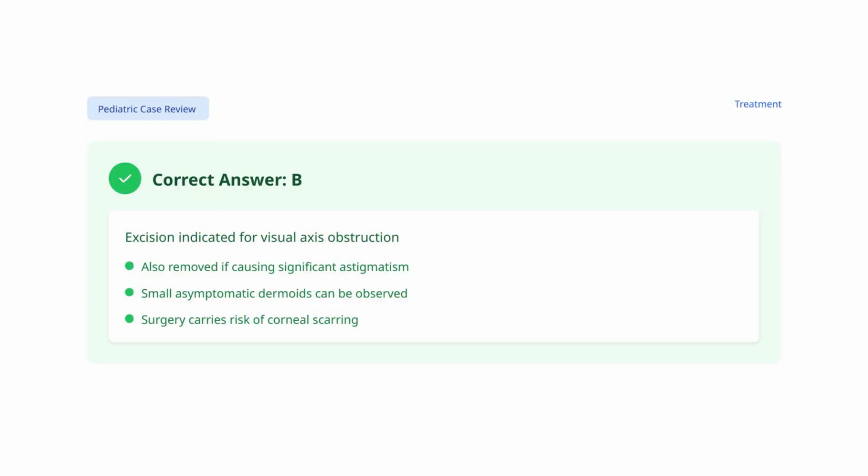Epibulbar dermoid excision is indicated for visual axis obstruction or significant astigmatism affecting visual development. Small asymptomatic dermoids can be safely observed without intervention. Surgical excision carries inherent risks, including corneal scarring and irregular astigmatism. Therefore, careful patient selection is essential.